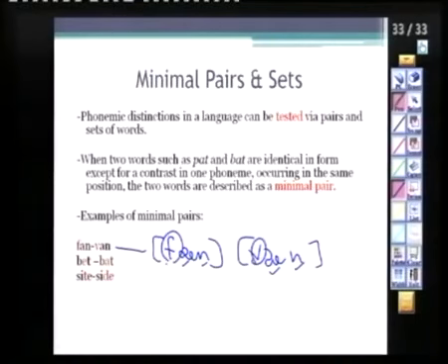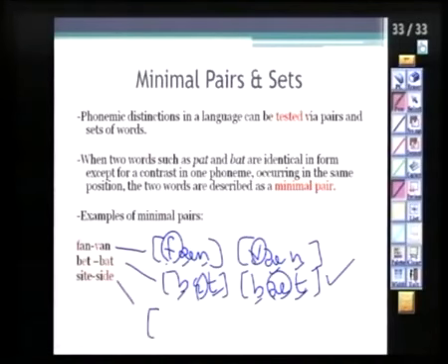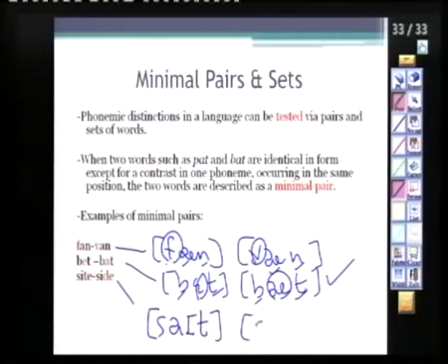Good. Look at pits and pans. How do I transcribe pits? This is how I transcribe pits, and this is how I transcribe pans. So they are identical. You have the same first and last sounds, except for the vowel sound in the middle. So it is a minimal pair. Look at the last one. How do we transcribe? Do we have a diphthong in here? Yes. So you have sides, and then you have side.